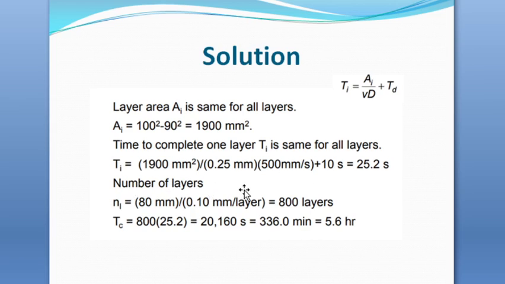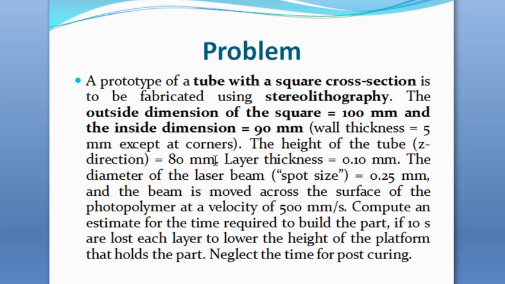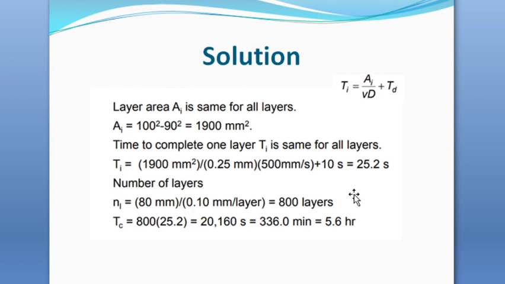Number of layers equals the total height of the tube, which is 80 mm, divided by each layer thickness of 0.1 mm. Therefore, 800 layers are needed for making the square cross section tube.